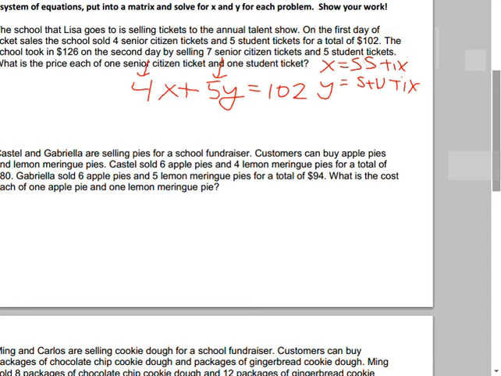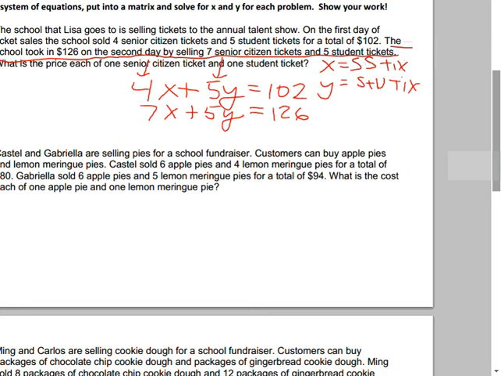The next line gives us another one. Try to do this without me. The school took in 126 on the second day by selling 7 and 5. Now notice, your equation needs to be written with the X first, then the Y, and then the total. I know it's not given to you that way, but that's the way you need to write it so that it matches up. You know what I mean? If you start with 126 equals blah, blah, blah, these numbers aren't going to line up nice, and you won't be able to put them in matrix nice. All right, so this is 126 then. And it was 7 X's plus 5 Y's.